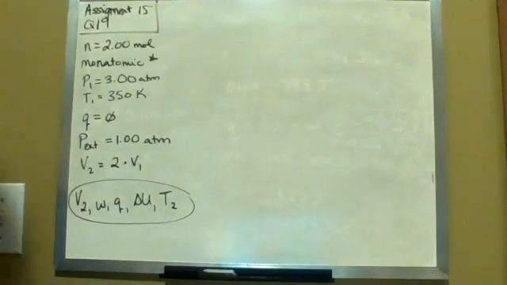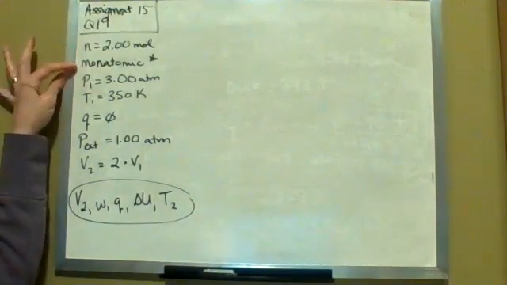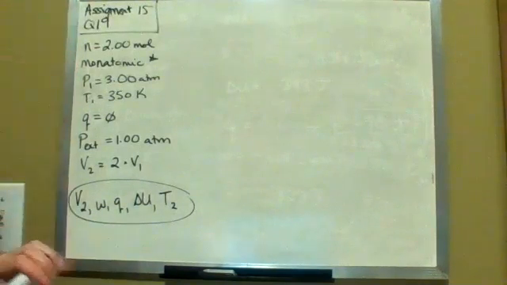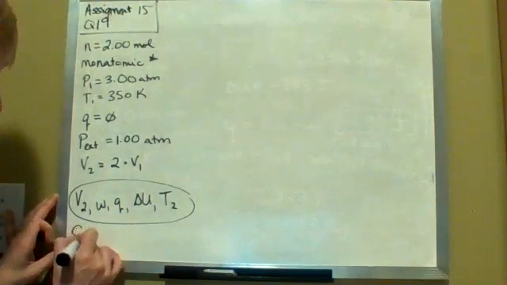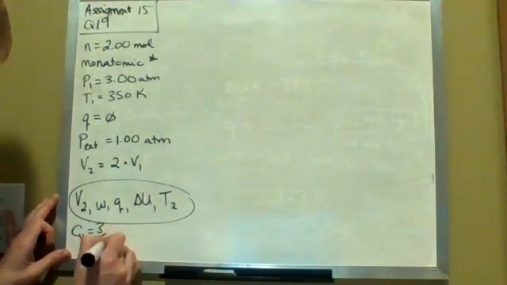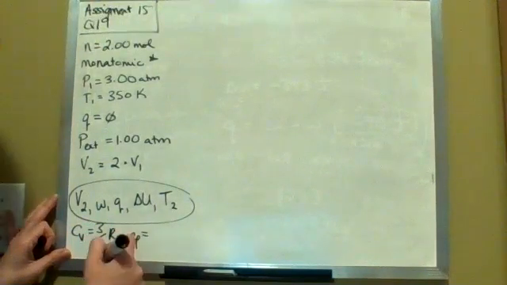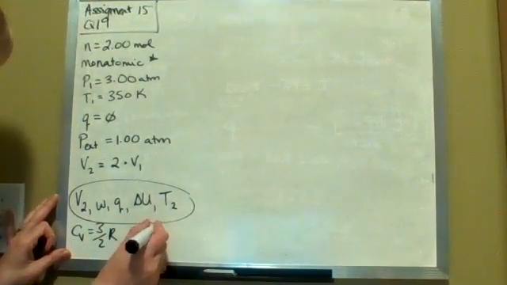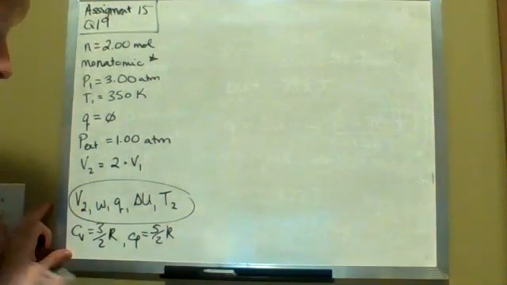On assignment 15, question 19. In this case, you have 2 moles of an ideal monatomic gas, telling us a little bit about CV and CP. So CV for a monatomic gas is going to be 3/2 R, and CP, you're adding another R because it's CV plus R, so you're going to have 5/2 R in case we need those.